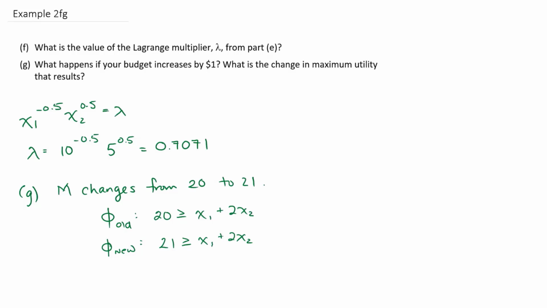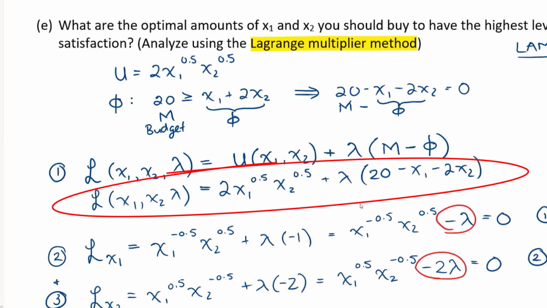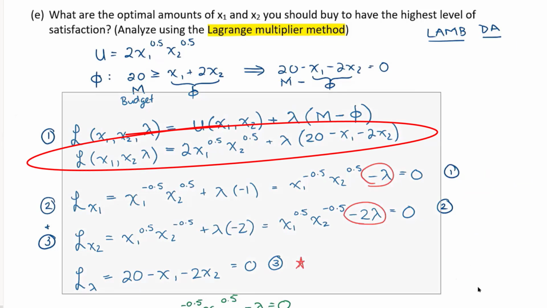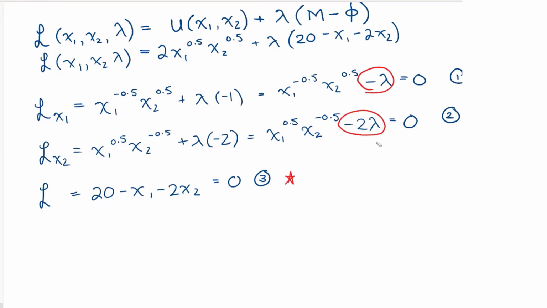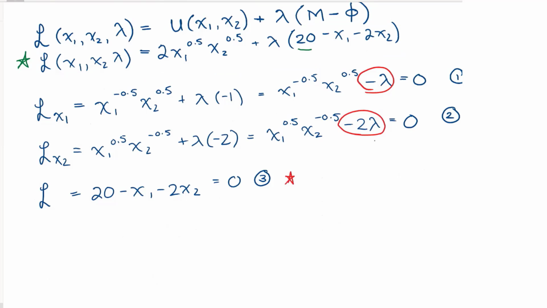Our Lagrange equation before, in part E, we had this Lagrange equation. I'm just going to pull all of this content to reference. So let's look at what's going to change here. So here we had our old Lagrange equation. What value is going to be changing here? If our budget increases by 1, the 20 over here changes to 21. So this part becomes 21. We'll put our changes in red.